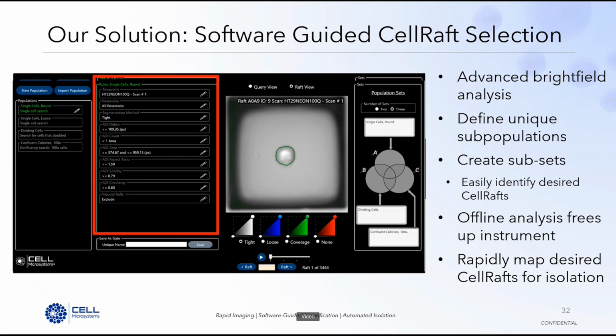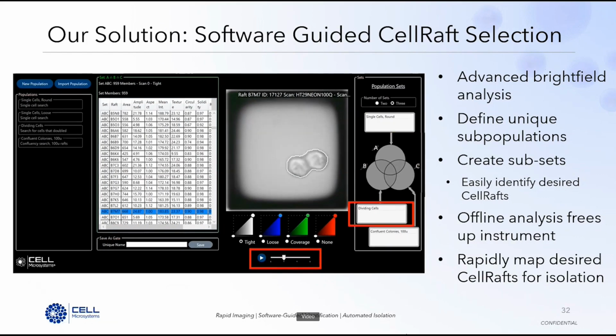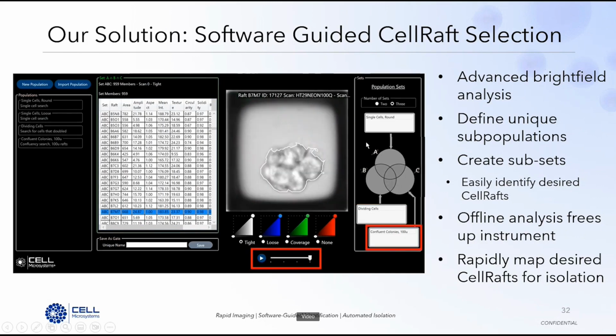You can create subsets of these particular features to identify features over time that are important to you. So for example, in the example that I'm showing here, we can look at a variety of parameters and identify the intersect of them in order to create our population of interest. What I'm showing here is that in panel A, we are looking at single cells that are round at time point 1, cells that have doubled on the CellRaft at time point 2, and cells that have formed a colony at time point 3.